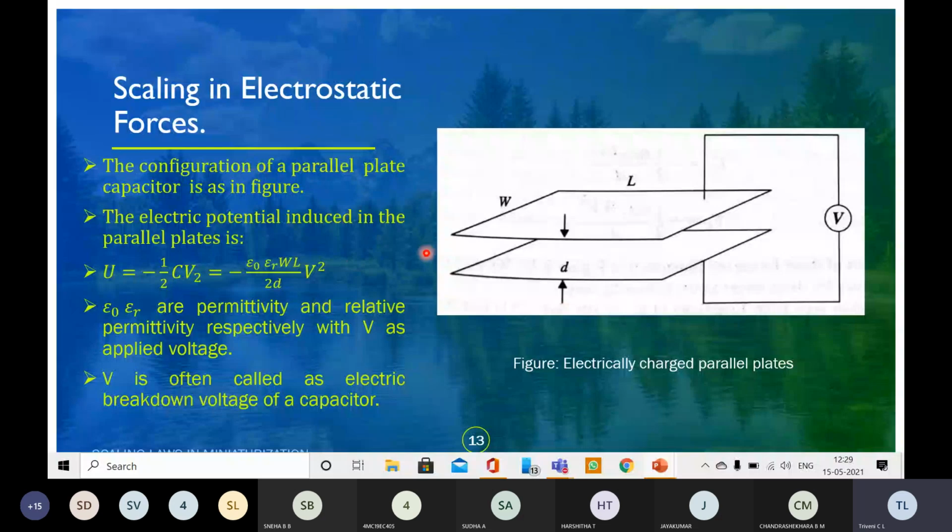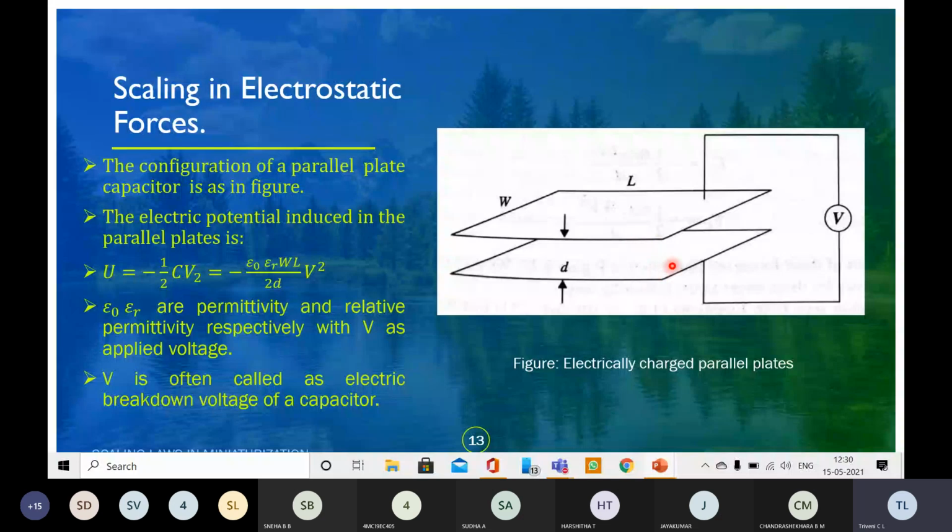Now let us go for the next heading, that is scaling in electrostatic forces. We'll try to see how the electrostatic forces can be applied when you scale down to miniaturization. That one we'll try to discuss now. When you go for these electrostatic forces, we will be taking two parallel plates. You can see in this figure, you have two parallel plates, and for these two parallel plates we'll try to represent the mathematical expression, where these two will be represented in the form of a parallel plate capacitor.